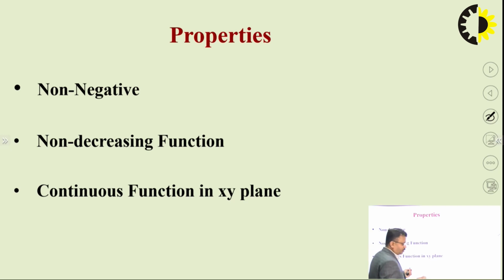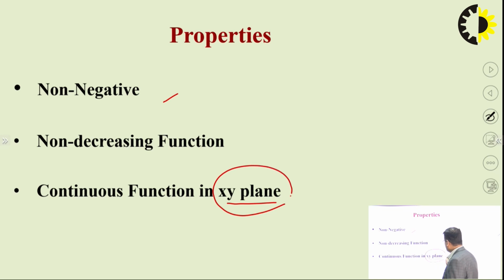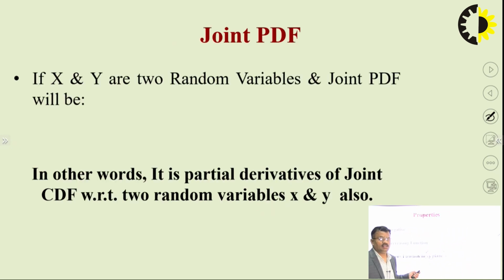Now, the properties are the same as for the CDF. Joint CDF means you are combining two random variables here. The properties are the same as in the CDF. First, it will be non-negative, it will be a non-decreasing stepwise function, and continuous in the xy plane, because now you are taking the joint CDF of two random variables x and y.